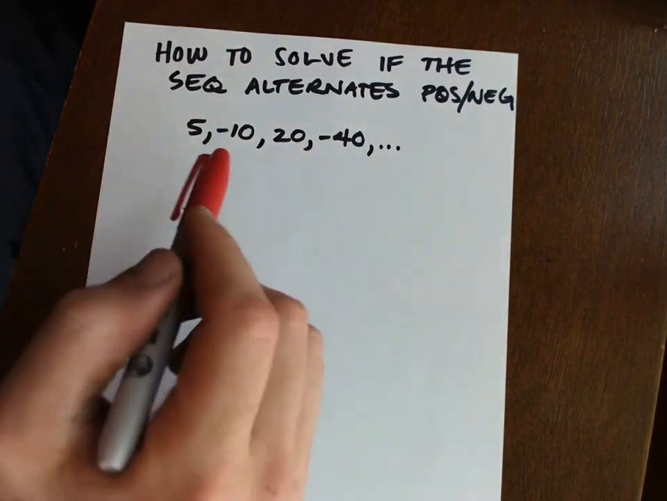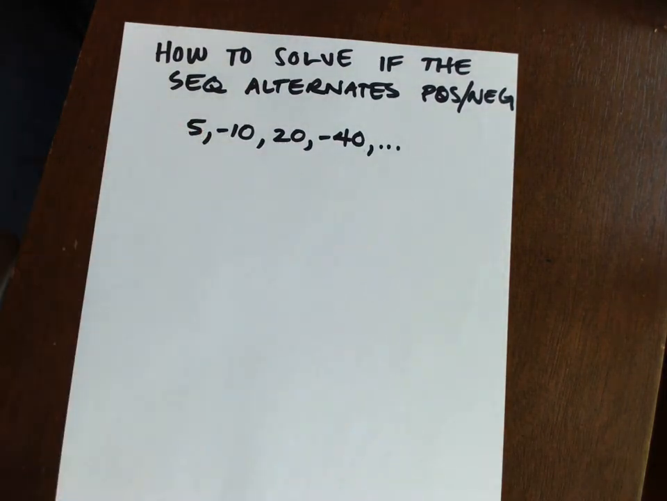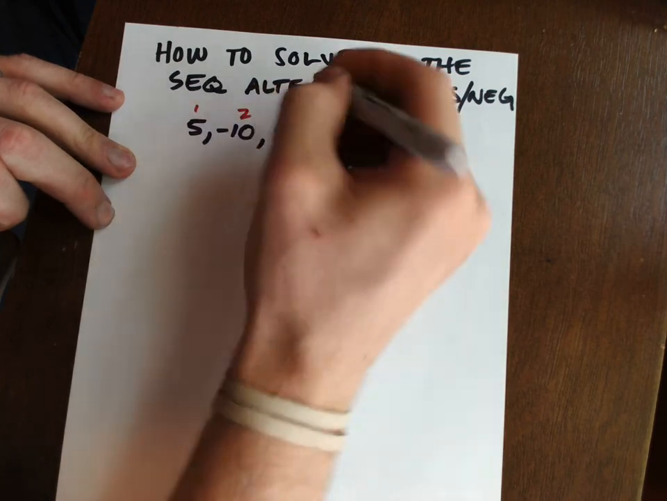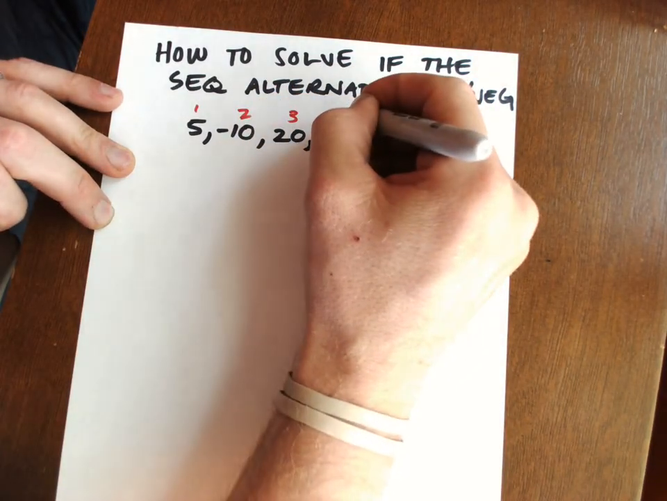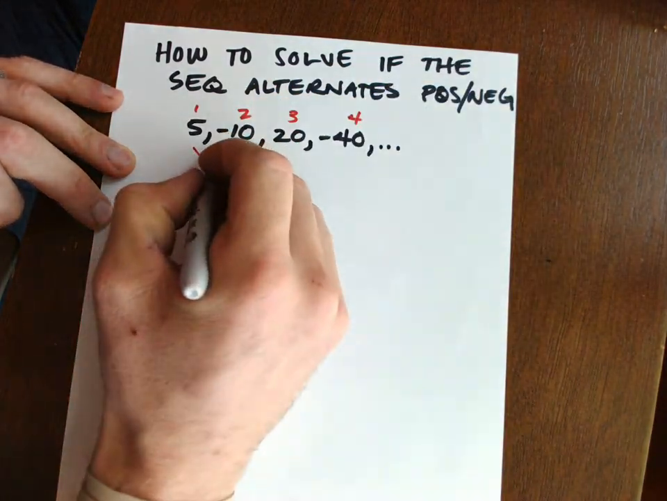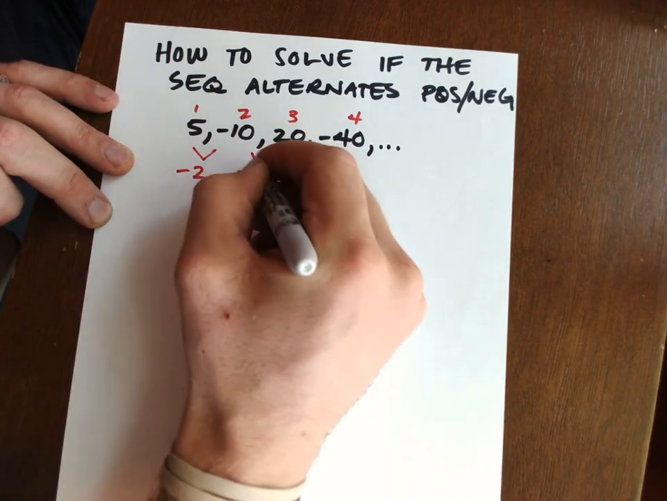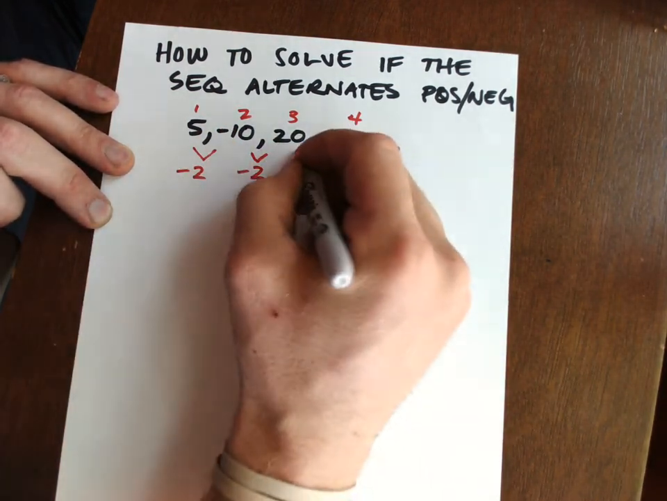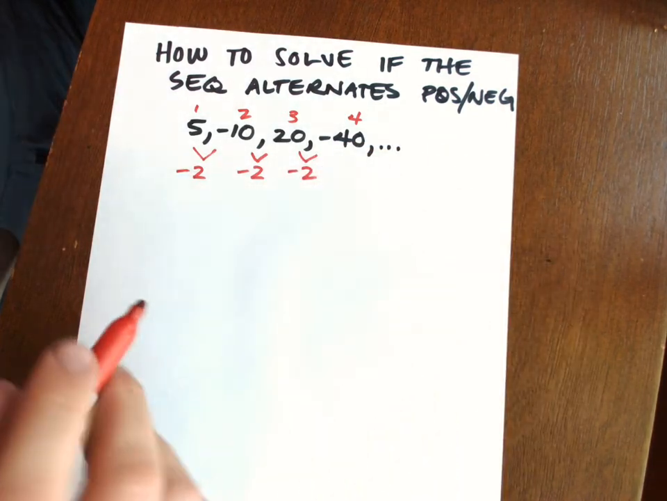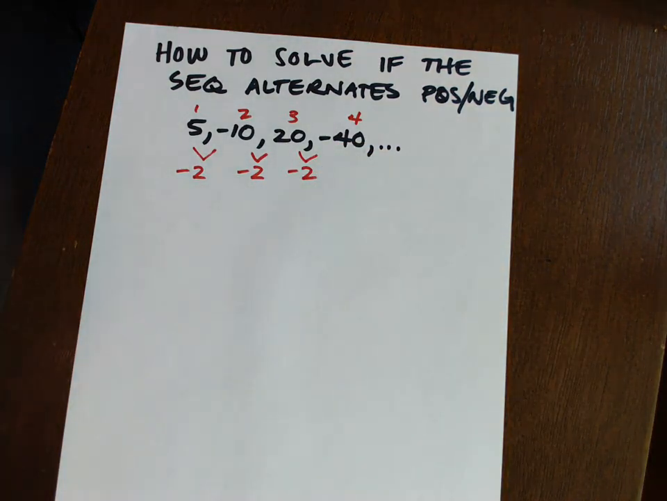Okay, so let's take a look at problems like this where the sequence alternates, positive, negative, and for this, the ratio we are multiplying by is -2 each time. That's how we can have this alternating pattern, and that produces some problems here down the line.